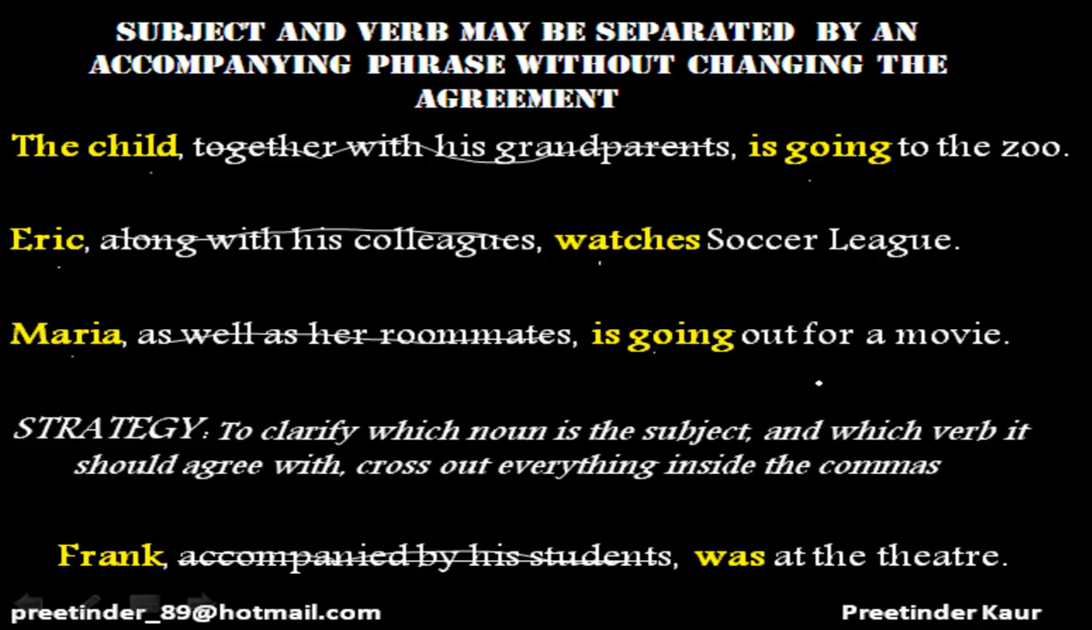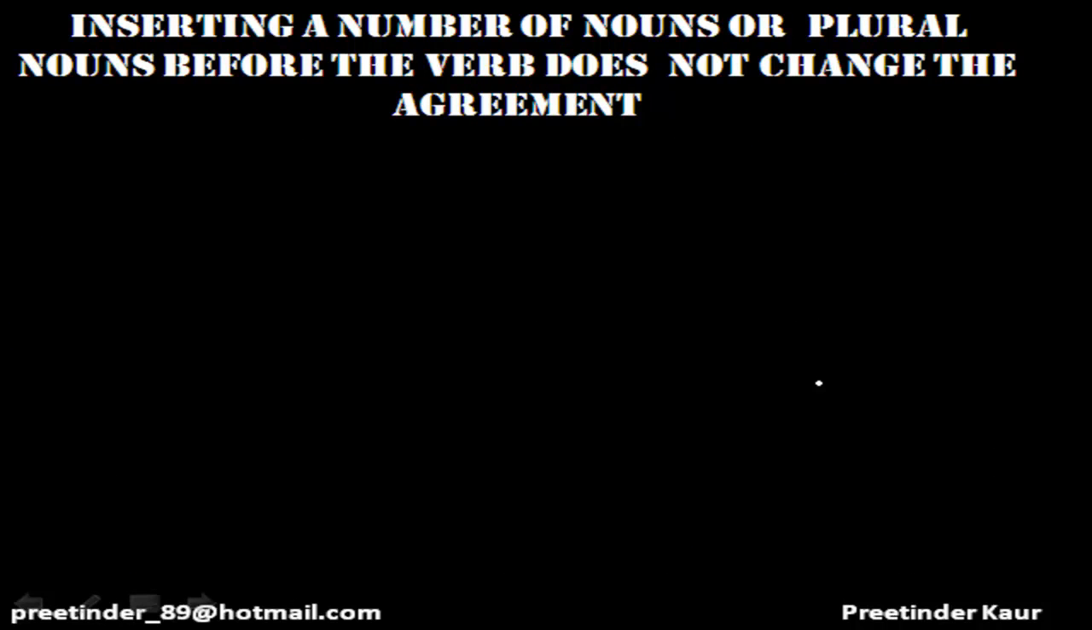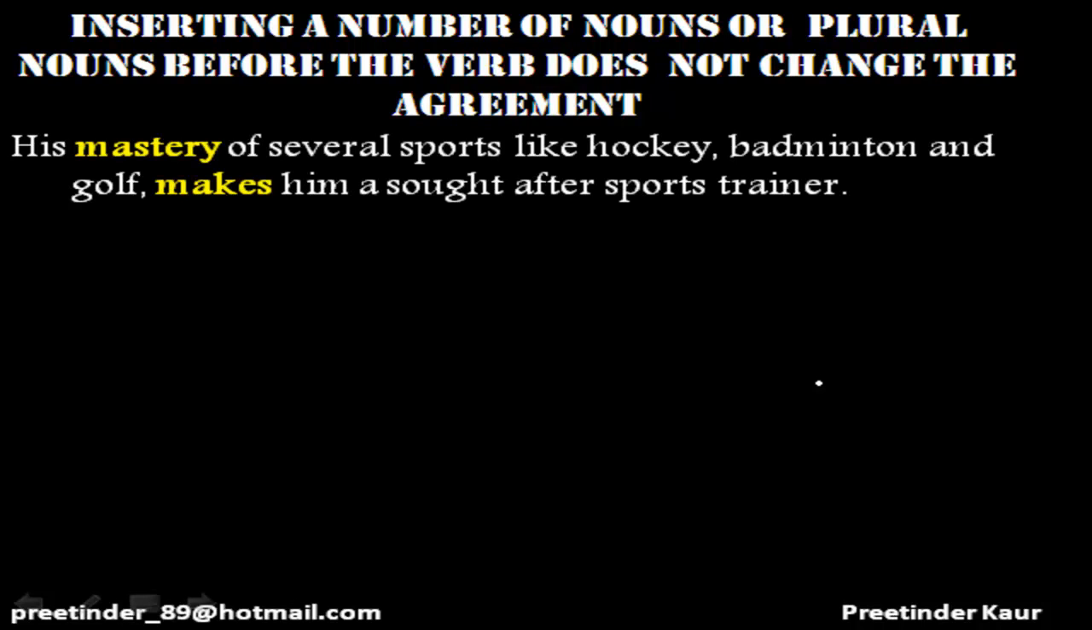Let us go ahead and discuss another point. Inserting a number of nouns or plural nouns before the verb does not change the agreement. Now this is just an extension of what we have just done. Let's have a look at the first sentence. His mastery of several sports like hockey, badminton, and golf makes him a sought after sports trainer. Now if you see, there are a number of sports here. First is hockey, second is badminton, and third is golf. So that makes it plural.